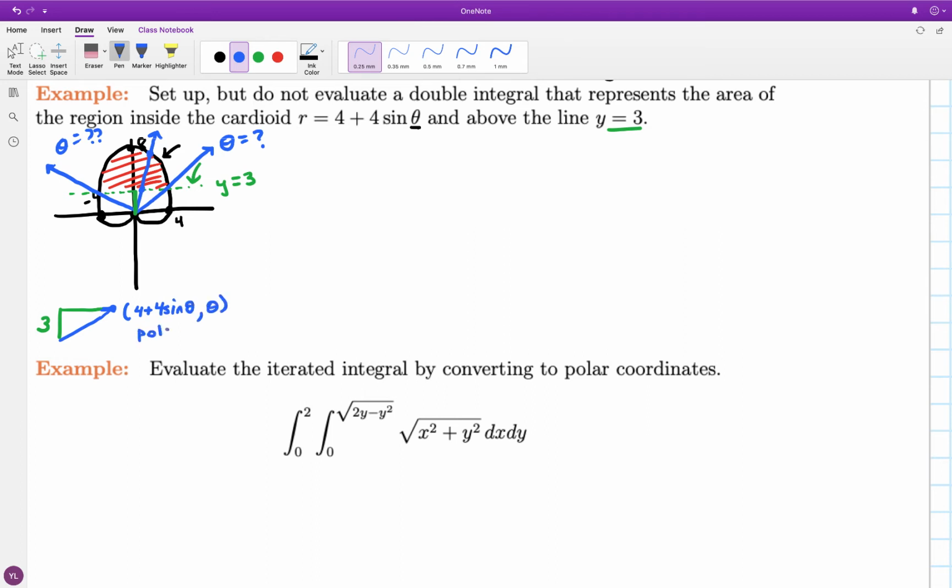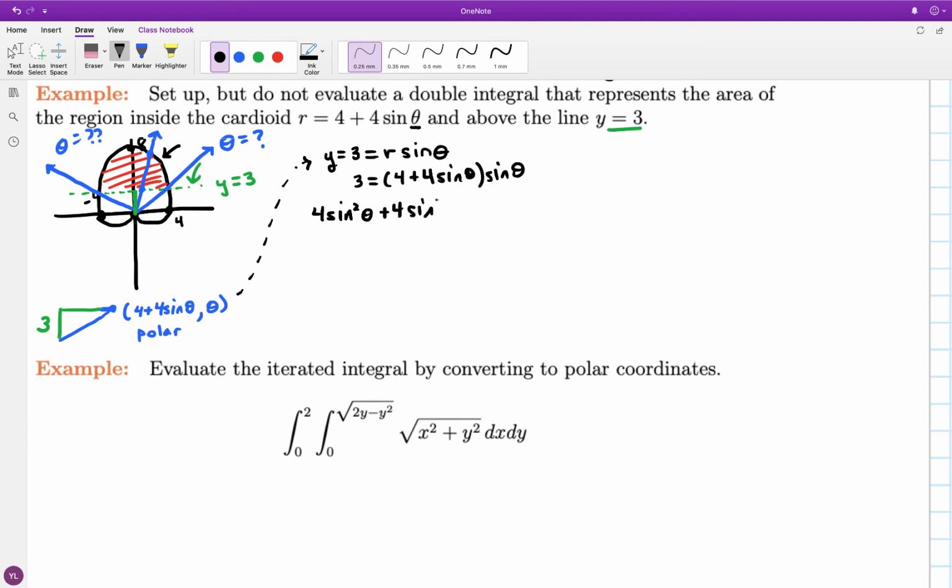But then I also understand that it has its own Cartesian coordinates, and I know that the y-coordinate of that point is 3 because the point that I'm focusing on is on the intersection of the line y equals 3 and the cardioid. So I understand that y is 3 on one hand, and on the other hand, y is always r sine theta. So since I know the r coordinate of any point on the cardioid is 4 plus 4 sine theta, I produce this equation: 3 equals 4 plus 4 sine theta times sine theta.